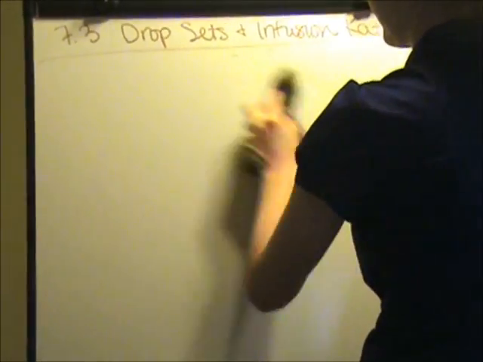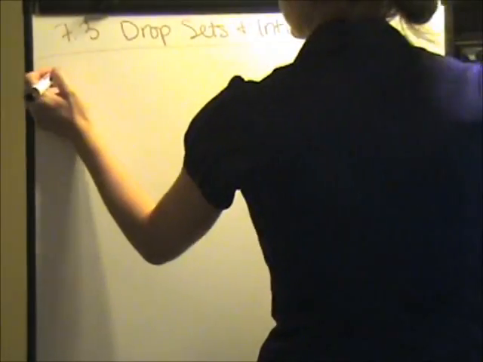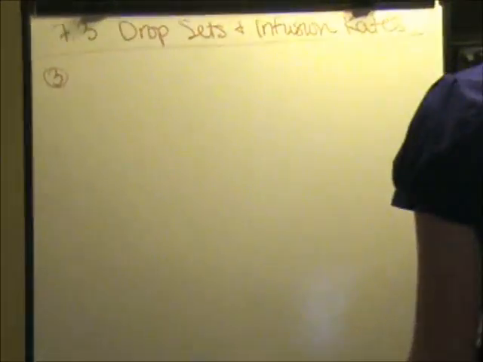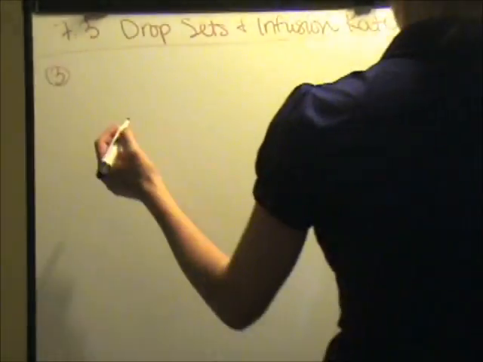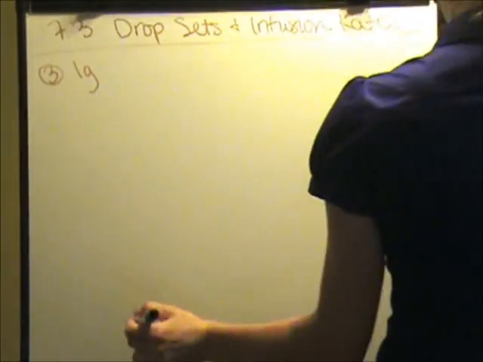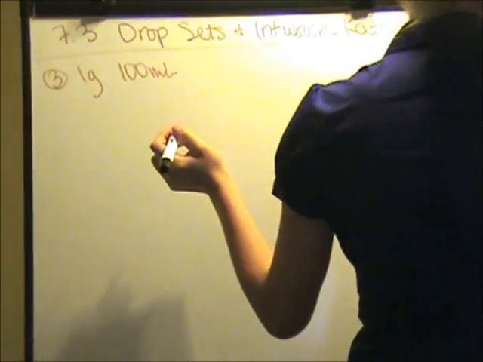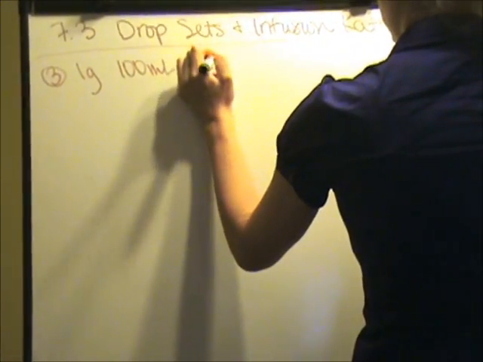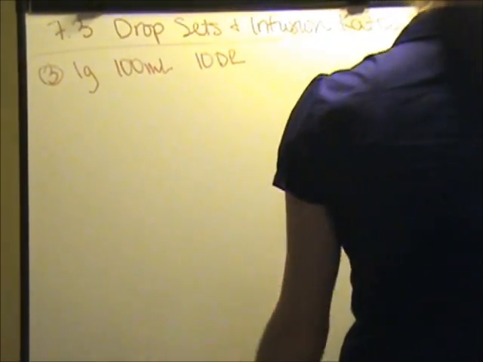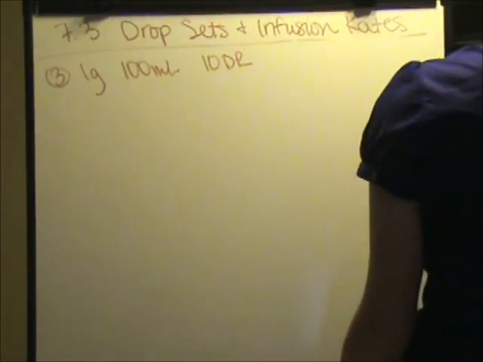It's pretty simple after you get comfortable plugging your formula in. Okay, let's look at number 3. A patient is to receive 1 gram of medication and 100 mLs over 1 hour using a 10 drop set. What is the rate in drops per minute?